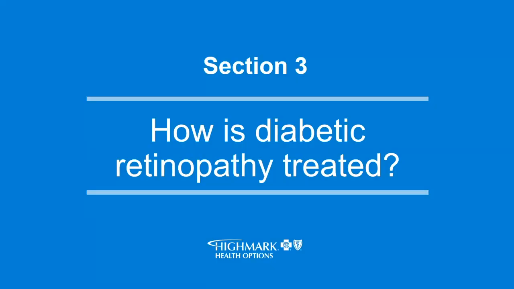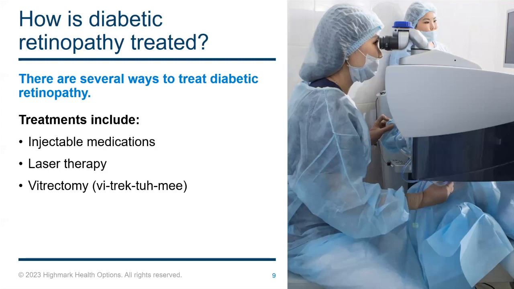How do you treat diabetic retinopathy? There are several ways to treat diabetic retinopathy. We are going to talk about 3 of them. The first treatment is injectable medications. These medications are injected in an in-office procedure into the middle of your eye, which may help to stop the growth of new blood vessels. It sounds a lot scarier than it actually is. It is a quick procedure, and the injection is barely felt because your eye is numb.